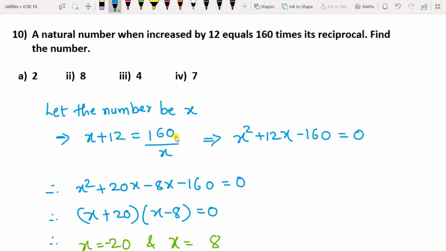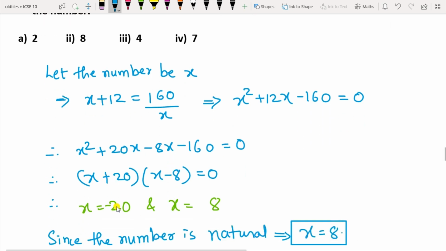So the reciprocal of the number is 1 by x. Times means multiplication. So 160 into 1 by x is 160 upon x. Now bring the x on this side and convert it into a quadratic form. Now factorize it and you get the value of x as minus 20 and x as plus 8.